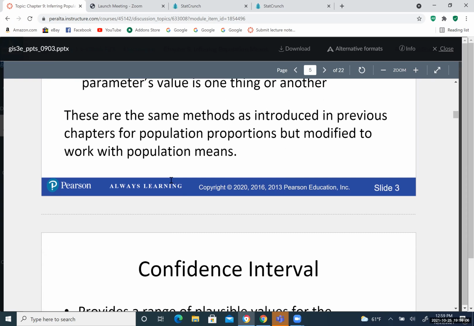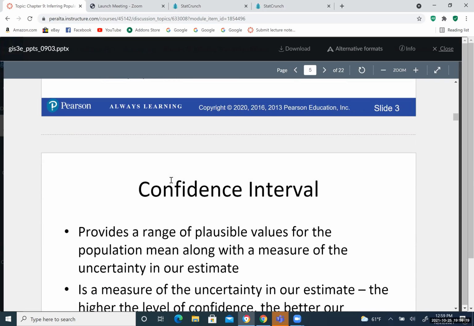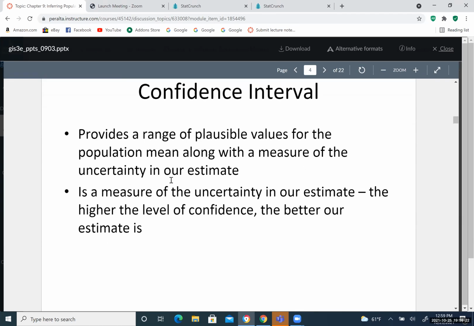These are the same methods as introduced in previous chapters for population proportions, but modified to work with population means. We already learned the confidence interval in chapter 7, so chapter 9 will be easier for you, because you learned that already. It's just repeating the steps, but a bit different. Maybe there are some changes to the formulas.